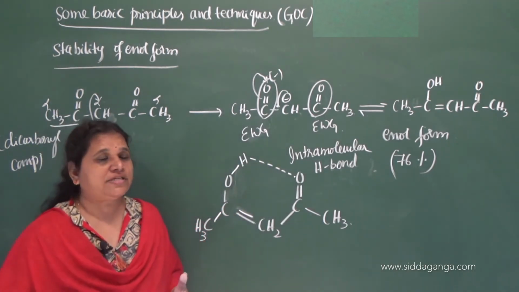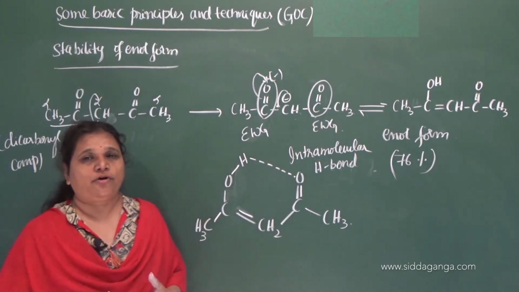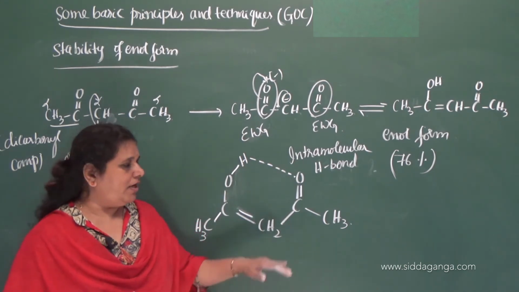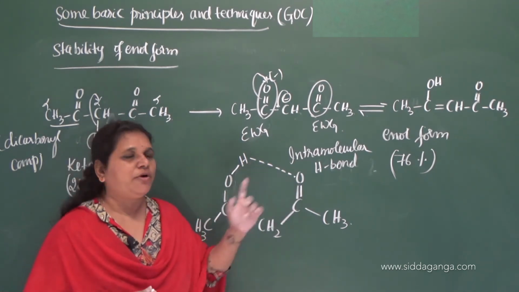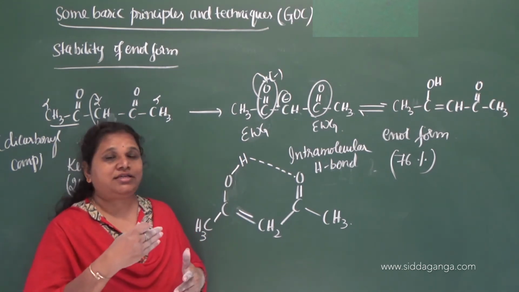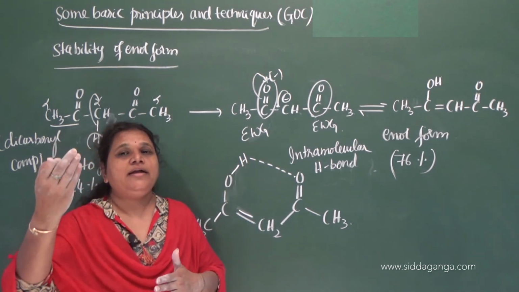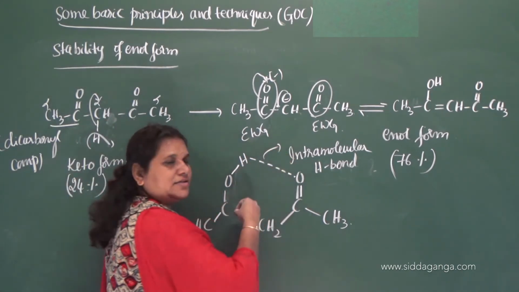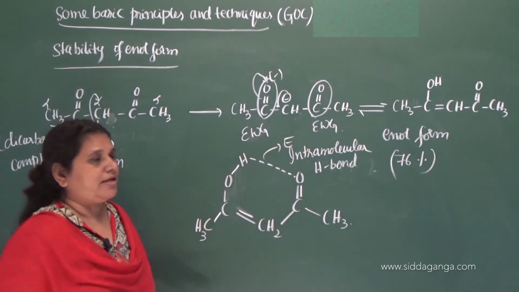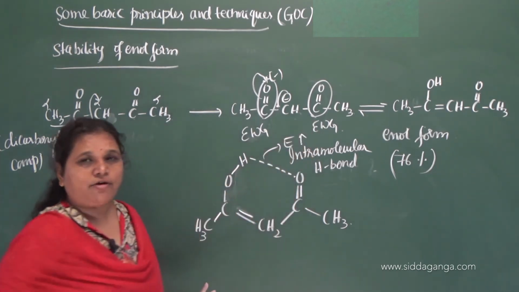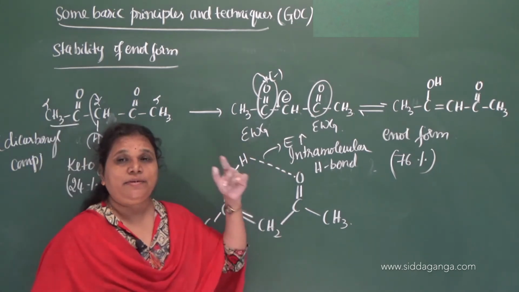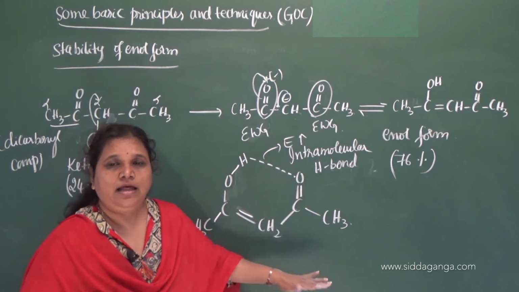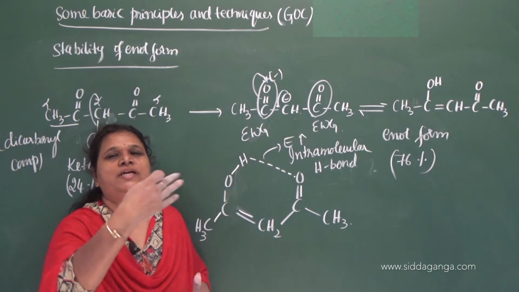Why did the enol form increase from less than 1% to 76%? This is because of intramolecular hydrogen bond in the enol form. When an additional bond formation happens, the energy of the molecule further decreases. Because hydrogen bond formation liberates energy. Correct? It liberates energy. When it liberates energy, bond formation is exothermic. Therefore the energy content of the enol molecule decreases. Lesser the energy of the compound, more is the stability.